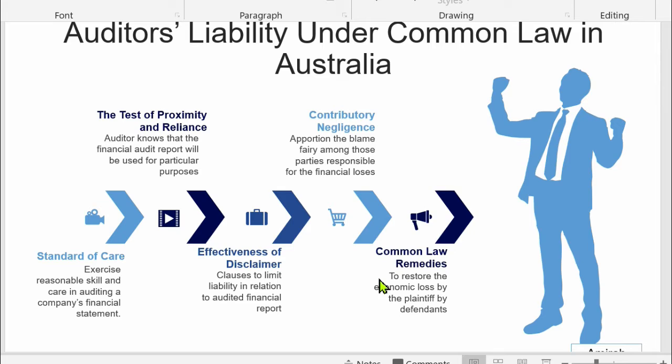The last one is common law remedies. Common law's remedy is to restore the economic loss of the plaintiff by the defendant.